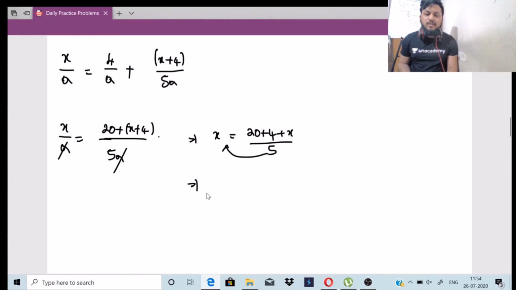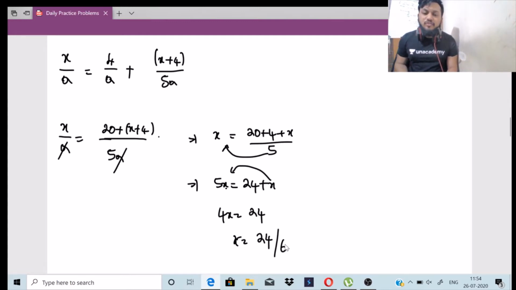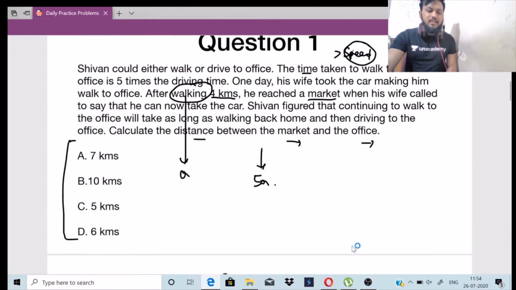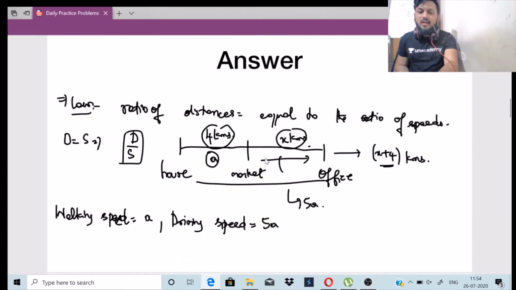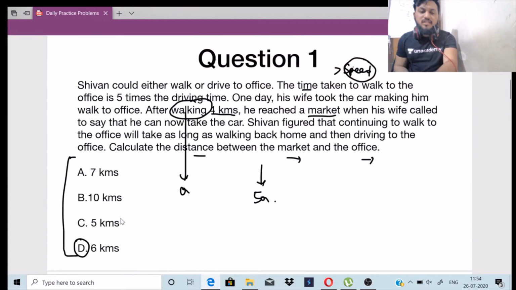5 will be the cross multiplication here. 5x is equal to 24 plus x, so this will go this side, so 5x minus x हो जाएगा, x है minus x है, तो 4x is equal to 24. So x is equal to 24 divided by 4, which is 6 kilometers, right? 4 sixes are 24. So 6 kilometers is the distance between the market and the office. Option D is the right answer.